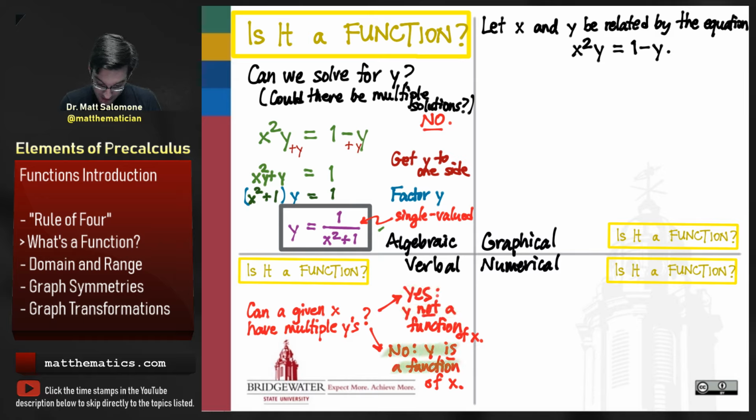Y is a function of x because any given value of x cannot give us multiple values for y. As soon as you tell me what x is, this expression defines a single value for y. Every input gives me a single output. And there's an algebraic perspective on it as well. Let's go ahead and take the numerical perspective.